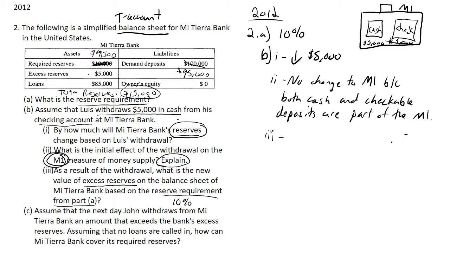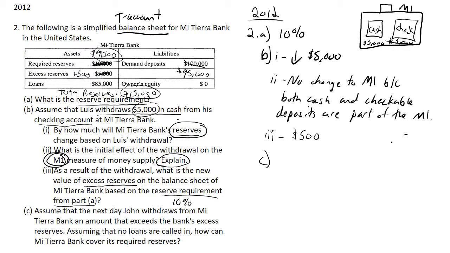So there were $15,000 cash in this vault before the transaction, right? Then Lewis withdraws $5,000 of those dollars out of the vault, leaving $10,000 left in the vault, $9,500 of which are required reserves, $500 of which are now excess reserves. So for part 3, excess reserves would be $500. You don't need to show any math, none of that, just $500.